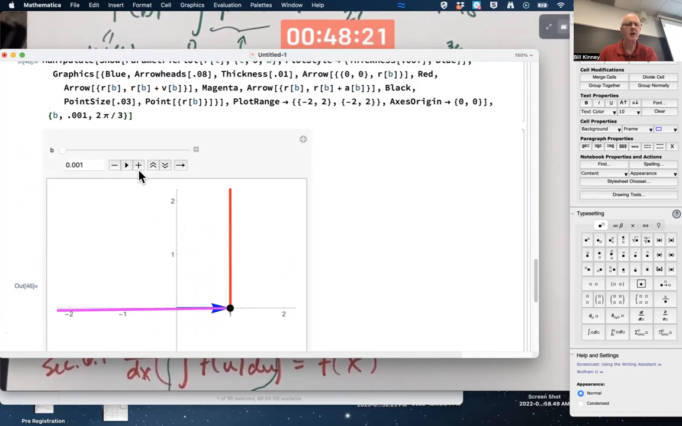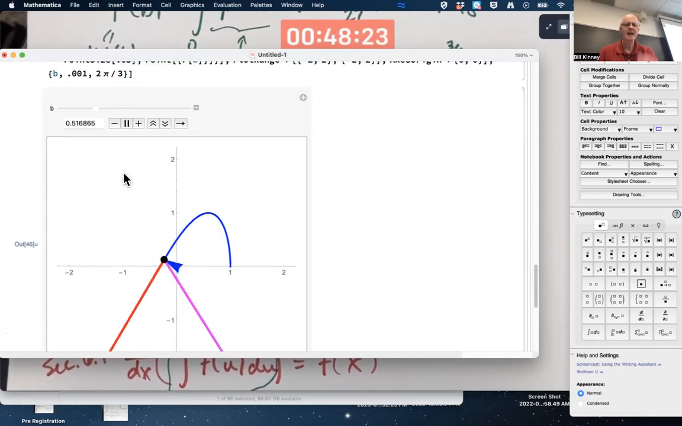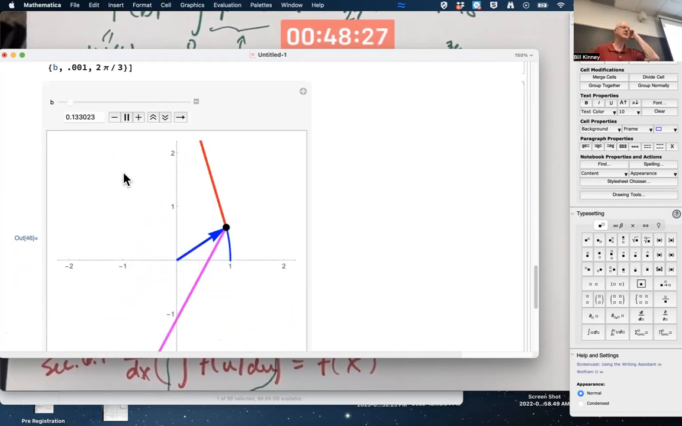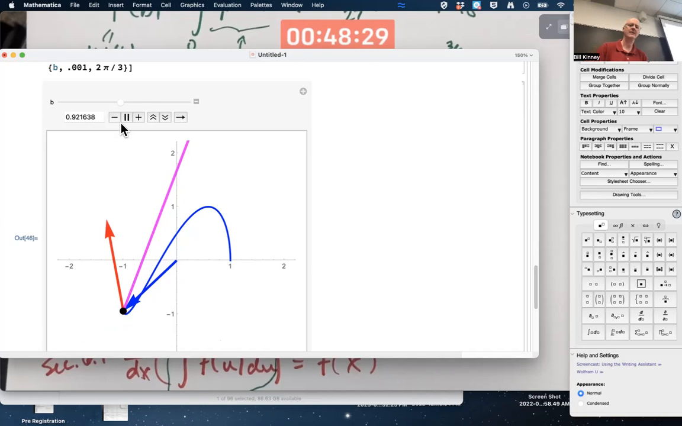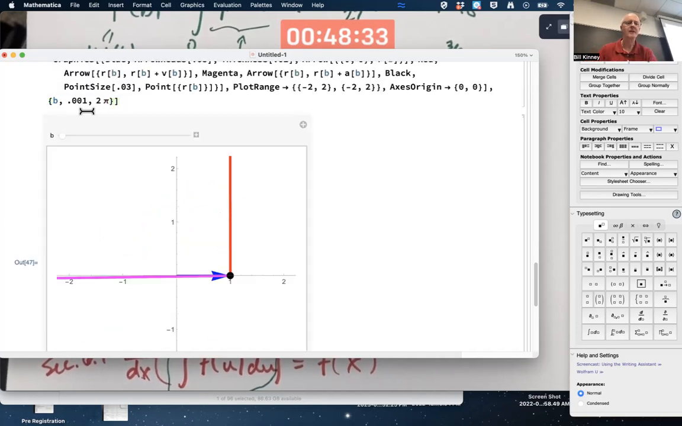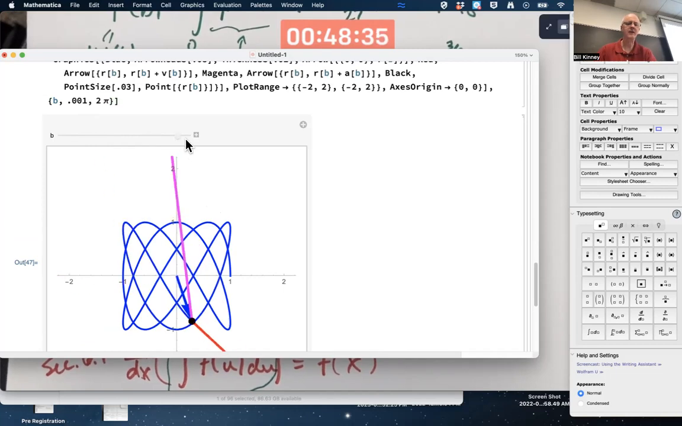It's non-circular motion, but it sure is a pretty motion. It's called the Lissajous figure. Evidently 2 pi over 3 is still not good enough. Okay, 2 pi. The entire curve is a very pretty picture. There it is. It's like you're on a parking lot going around and around in different ways.